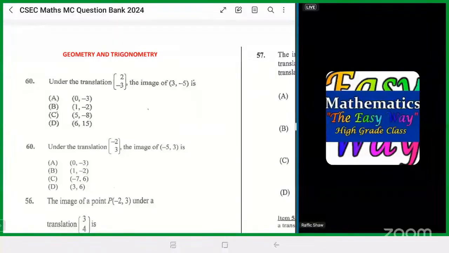Remember now that if they change the word supplementary to complementary, then this is going to be the answer, right? This one. Complementary means that they add to 90 degrees. That's what complementary means, right?